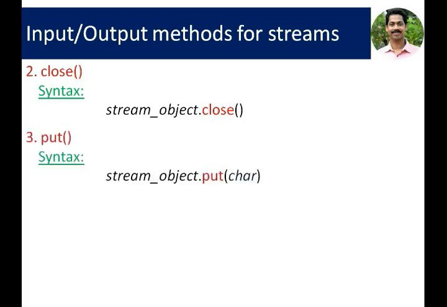Then next is put. The syntax is stream object dot put, within brackets a character. This is used to put a single character into a file. The object must be opened by using output stream classes, in output mode.